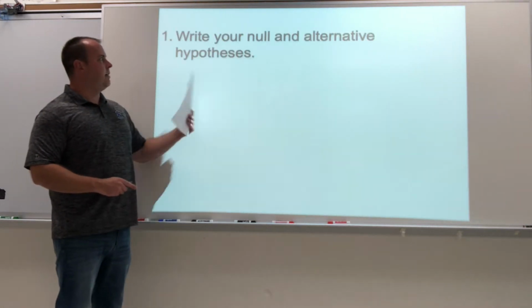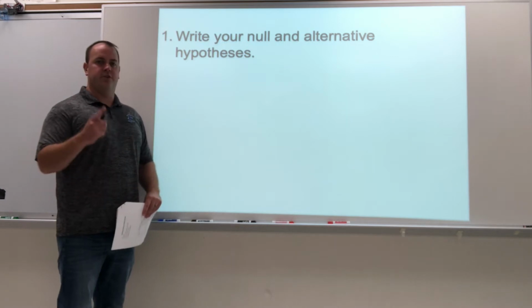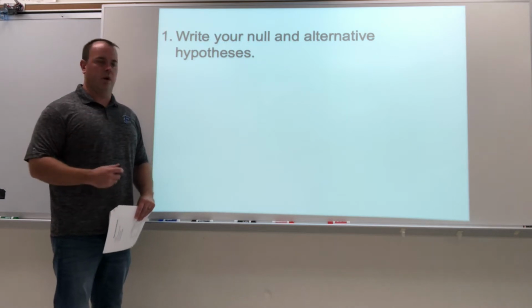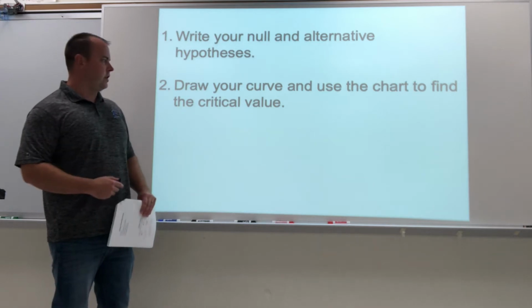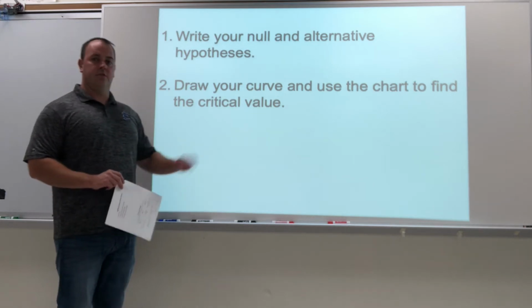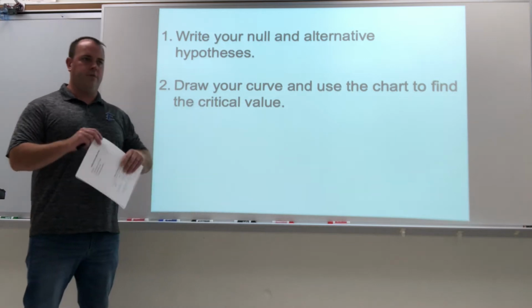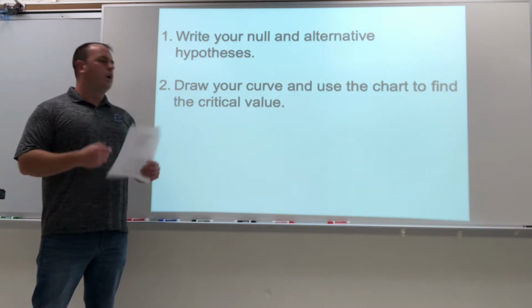okay, we have write your null and alternative hypothesis. That's your first step. That's going to be the statements that we're going to be judging. Okay, draw your curve and use the chart to find the critical value. Okay, so again, this is the critical value method. So we have our curve. You should have your T-chart in front of you.